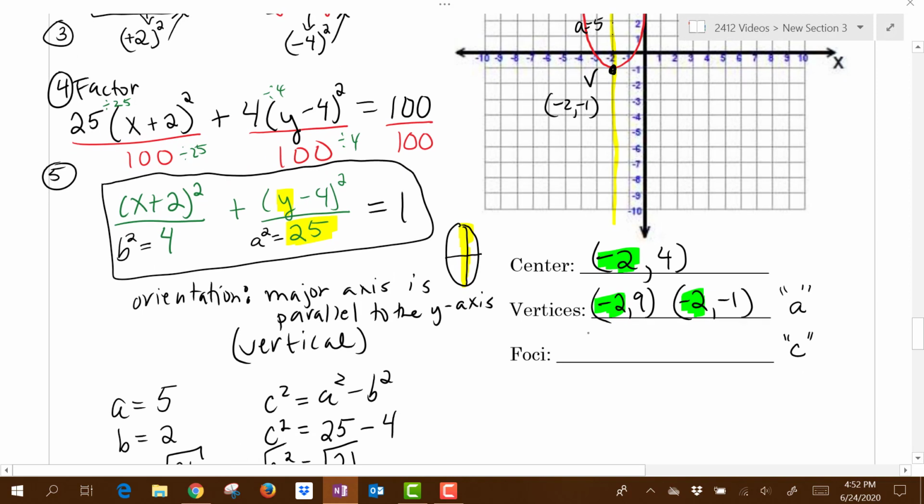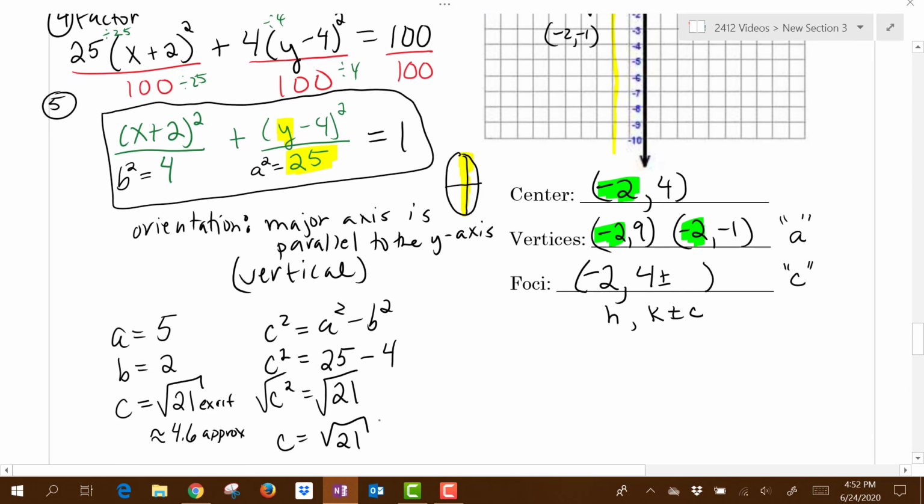So I actually know that the foci are going to be -2 comma something. Since we have a vertical major axis, we know that the formula would be h comma k plus or minus c, because the y value is changing as we move up and down along that vertical major axis. So our k value is 4. Our c value, we've already determined, was what? Square root of 21. All right, so now they all have the same x value, but the y value is changing for each of them because we're moving up and down.